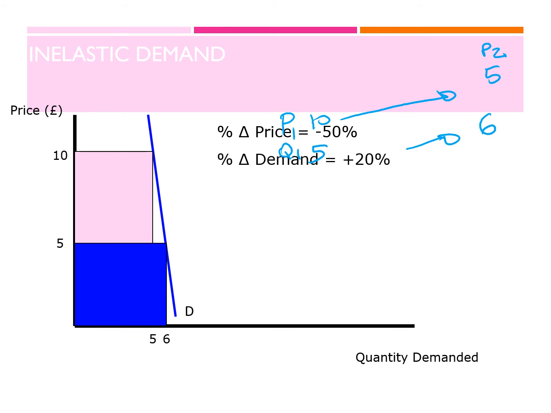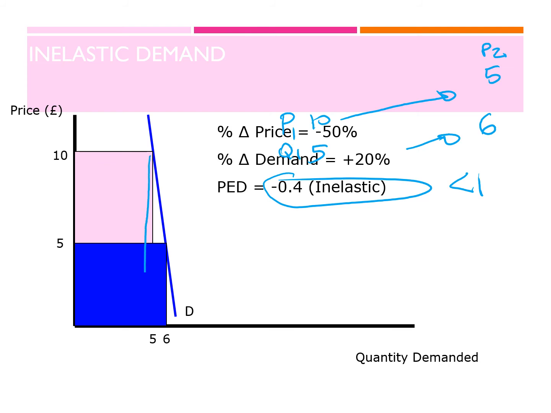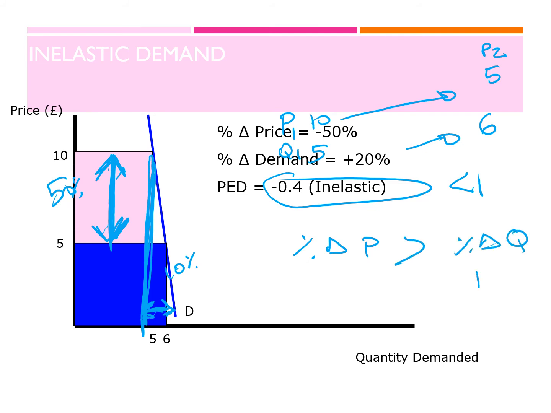Let's substitute these numbers in the formula, and we will get 0.4. 0.4 is a figure less than 1, so I say that my demand is inelastic. So look at the change. When prices changed by 50%, my quantity demanded only changed by 20%. So this is the 50% change, and this is my 10% change. My percentage change in price is greater than that of quantity. I would say that demand is inelastic.